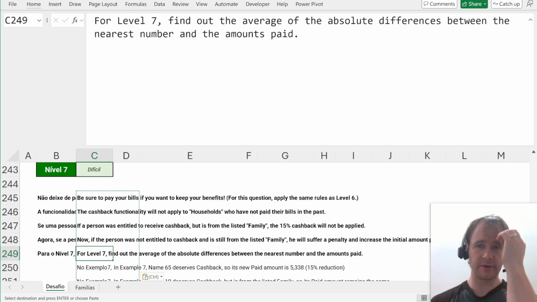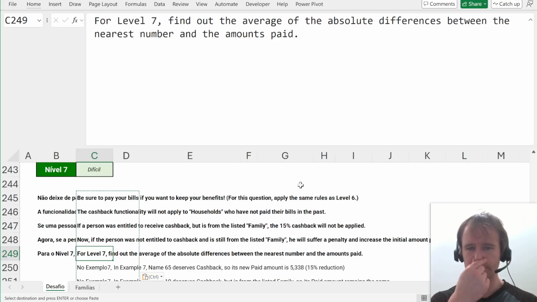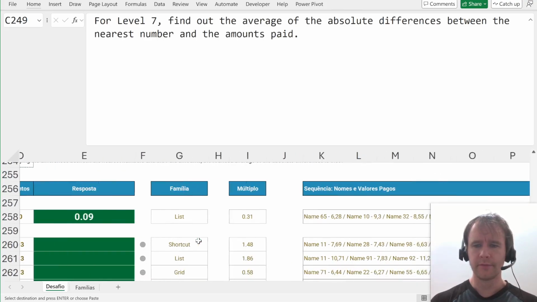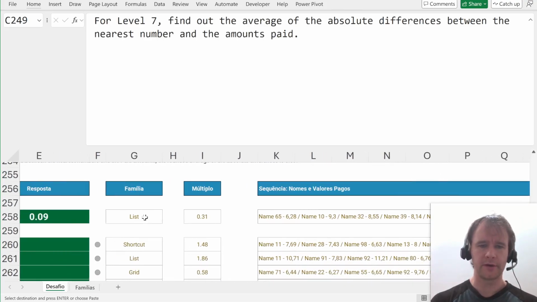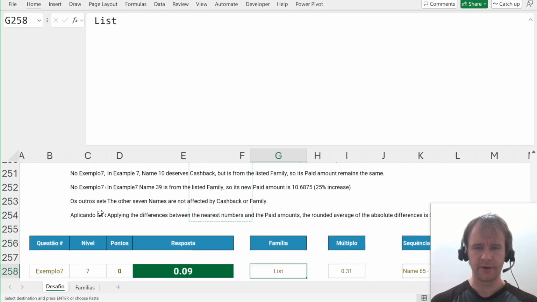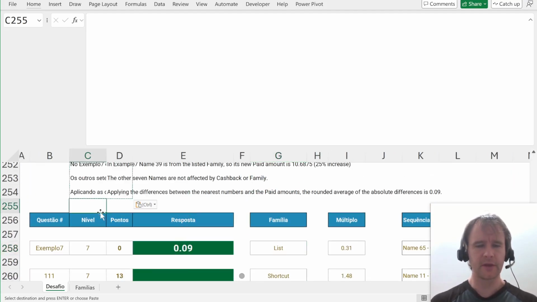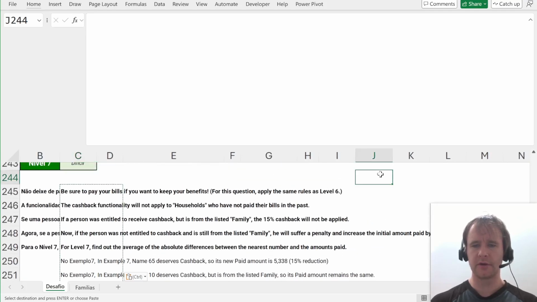For level 7, find out the average. Okay, fine. So, is there something about... Oh, sorry, got it. So this is the family that has not paid their bills. Changes from each one. Okay, got it. So let me just see.